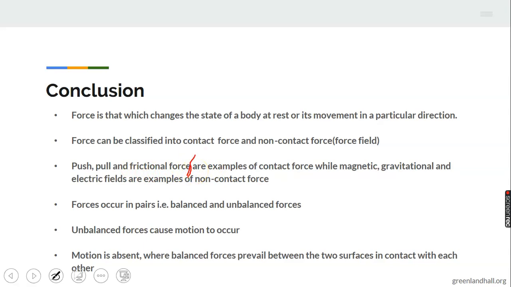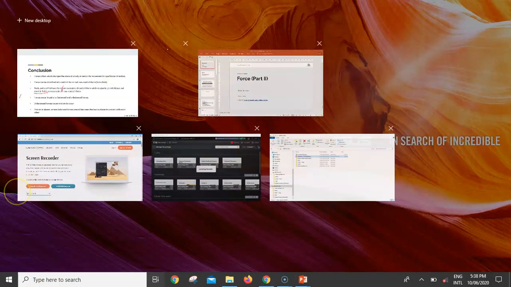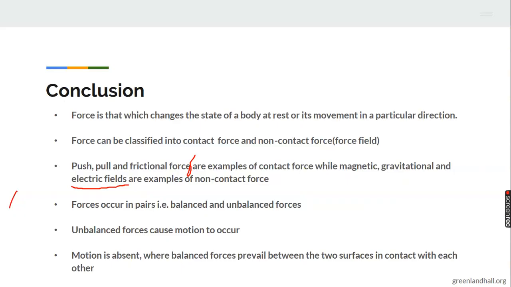Frictional forces are examples of contact force. Why magnetic, gravitational, and electric? This is not really under our scheme of work, but something about electric field. You know, any electric field is made up of both positive and negative charge. Okay, so they attract each other.